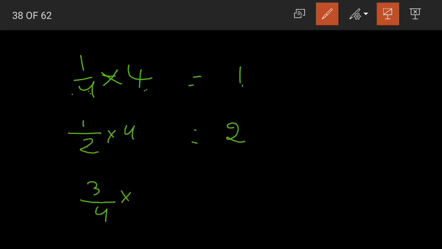1 by 4 of 4 will be 1. Yes, 4 divided by 4 will have 1. Then 1 by 2 of 4 would be 4 divided by 2 is equal to 2. 3 by 4 of 4 will be, yes children, 4 divided by 4 we have 1, then into 3. That means we have 3.